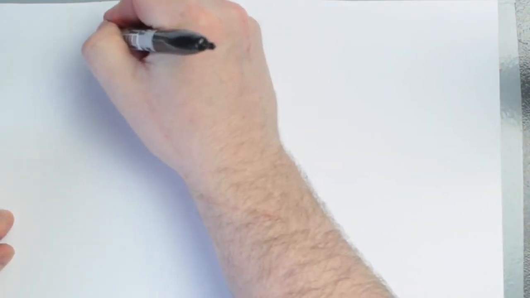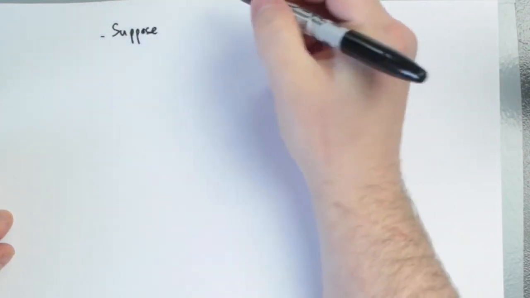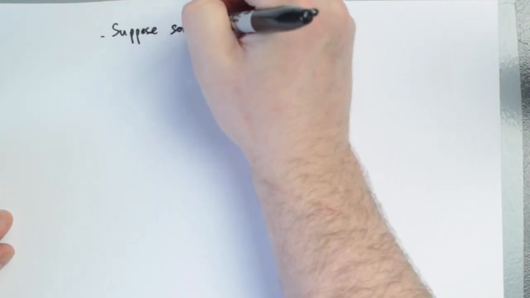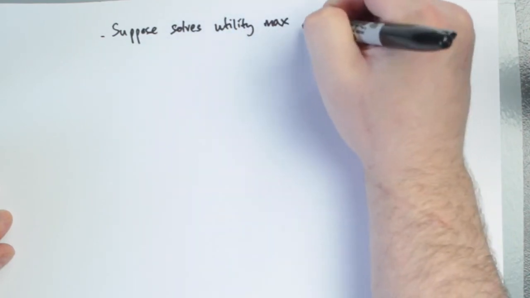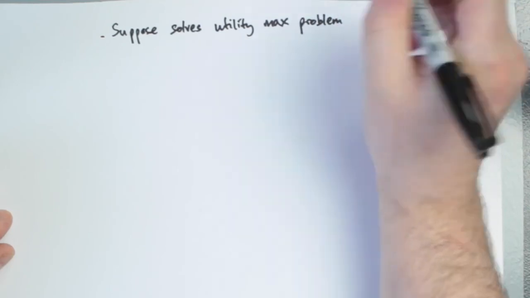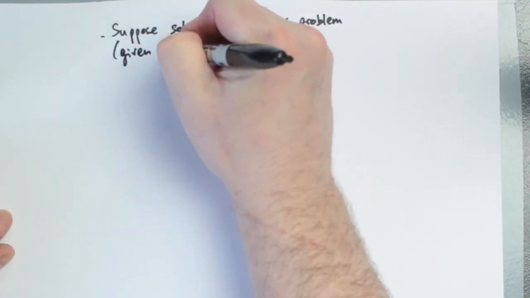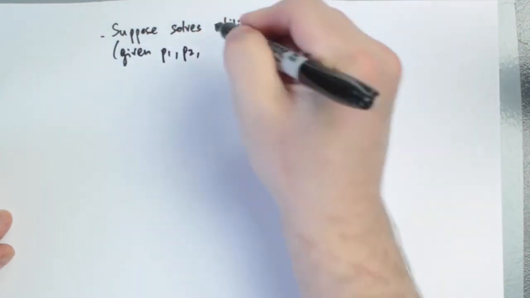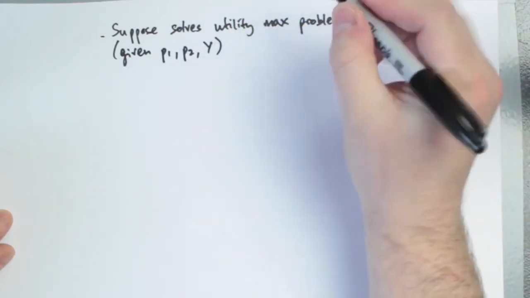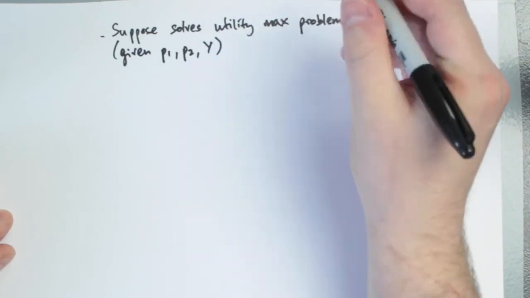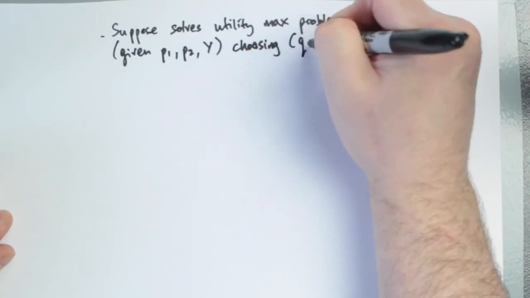So let's suppose that a consumer solves a utility maximization problem. We are in a utility maximization problem. What happens? We're given a price of good 1, we're given a price of good 2, and the consumer is given income Y. And suppose that the consumer solves this problem choosing, let's say, a bundle Q1, Q2.